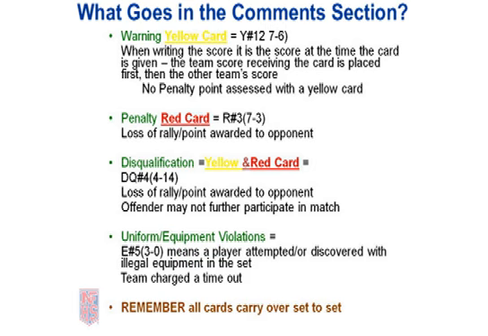Uniform or equipment violations: E, number 5, means E for equipment, and number 5 attempted or was discovered in the set wearing illegal equipment. This will also mean the team is charged an unnecessary delay using one of their timeouts. Remember that penalties for equipment uniform violations and cards for unsporting conduct carry over from set to set.